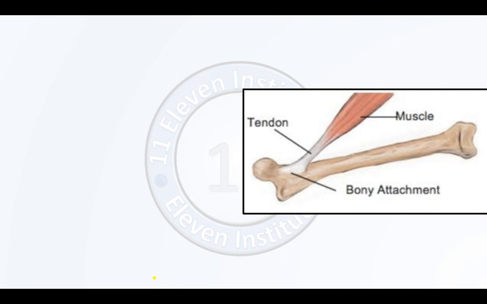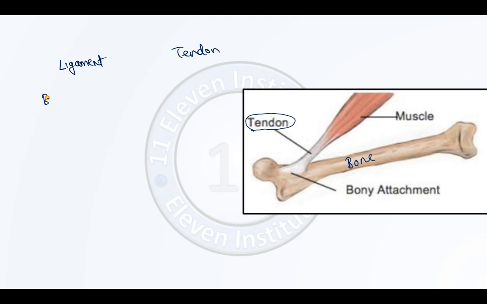Now you can see an image over here. Again there is a bone. See, this is a bone and this is a muscle. Now this muscle and bone are joined over here with the help of another connective tissue which is tendon. So we are studying two new tissues. One was ligament and the other one is tendon.